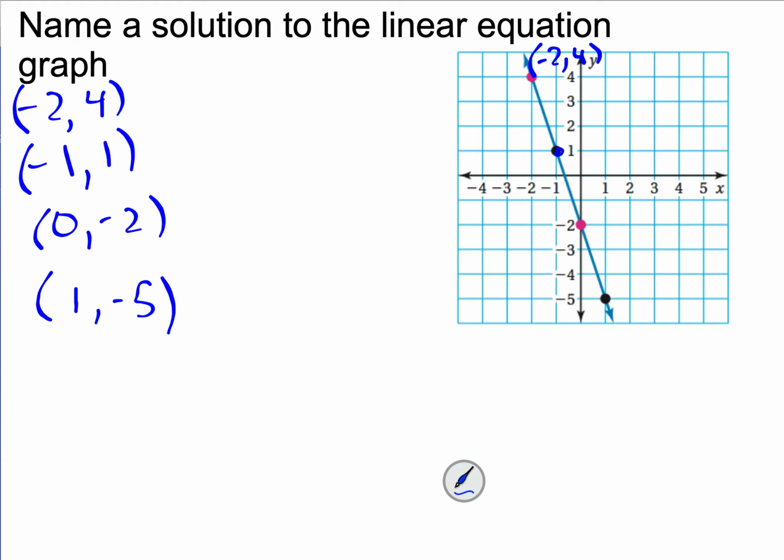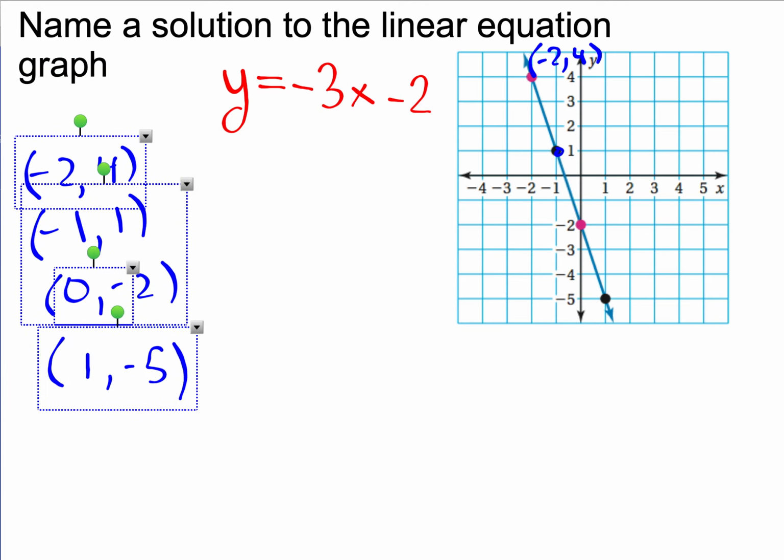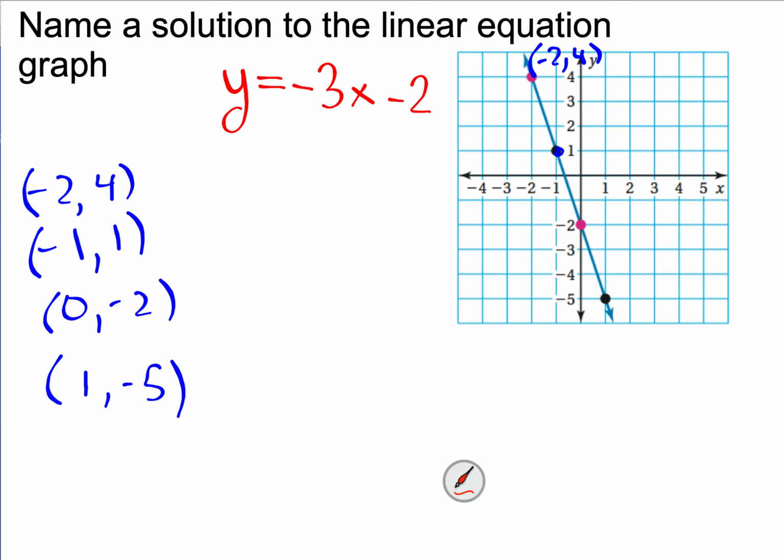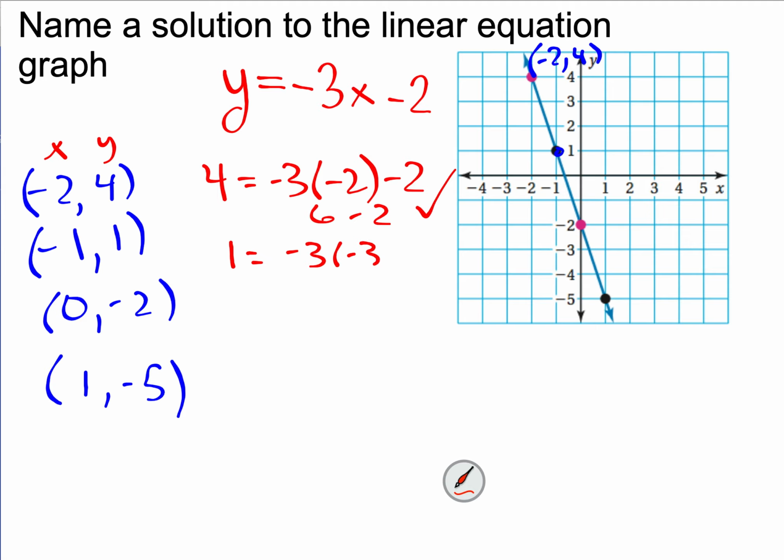And we will later in this unit learn how to come up with this, but this graph is a picture of the solution for y equals negative 3x minus 2. And every single one of these solutions that I wrote down will be true when plugged into this. If I plug in y is 4 and x is negative 2, right here I get 6 minus 2, which is 4. That's true. If I try negative 1, 1, plug in 1 for y and negative 1 for x. Whoops, negative 1, not negative 3. Negative 1 for x.